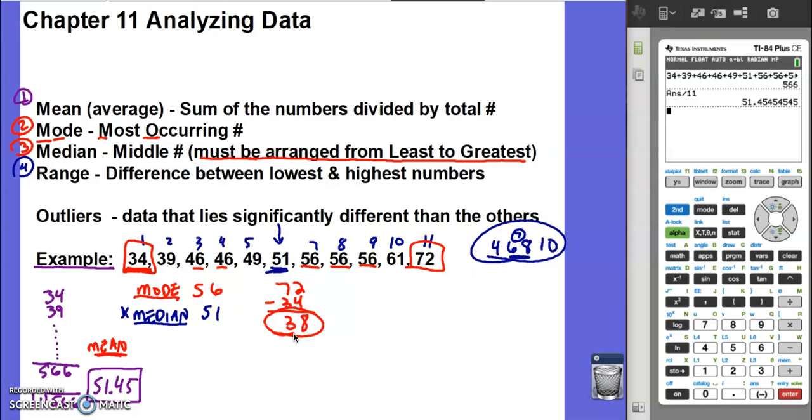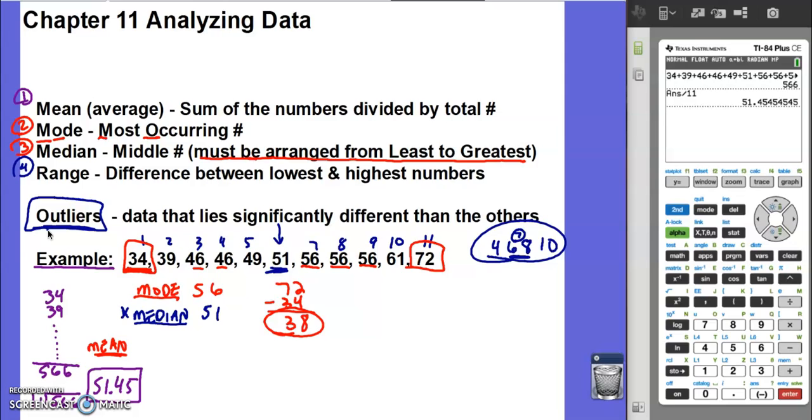All right, the fifth word is not really a statistic, like a number that you're going to find, but this is called an outlier. An outlier is data that lies significantly different than the others. So, let's keep talking about a quiz score. If the whole class scored in the 30s, 40s, 50s out of a 50-point quiz, and then you had someone that scored a 3, something like that.